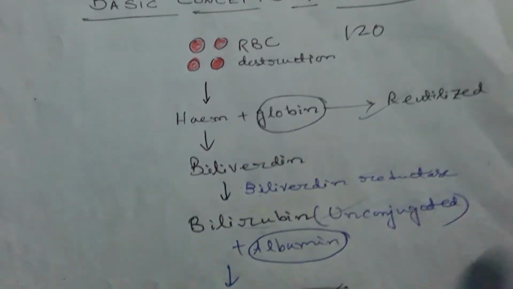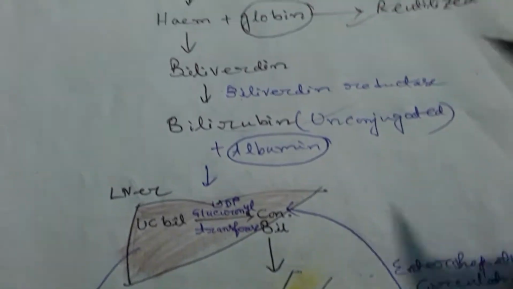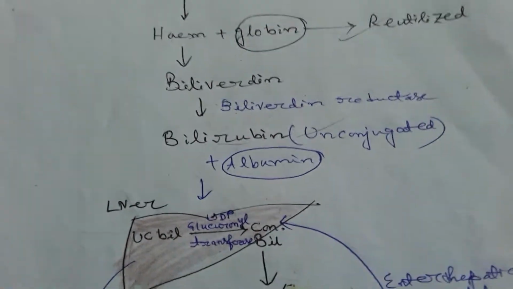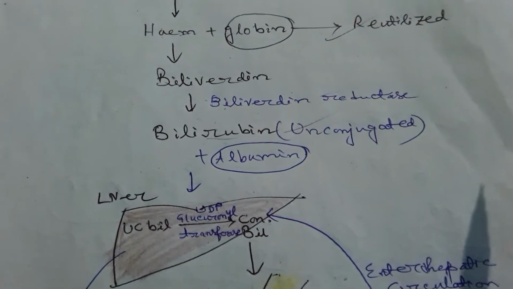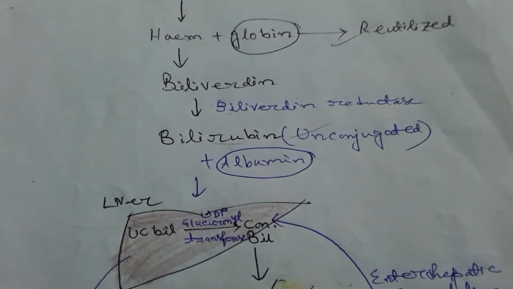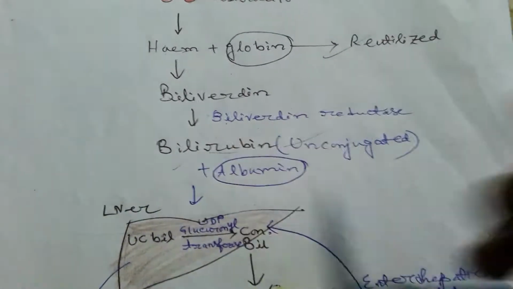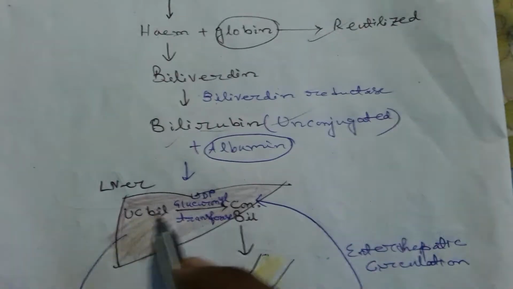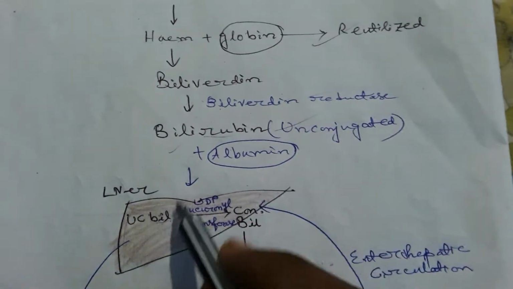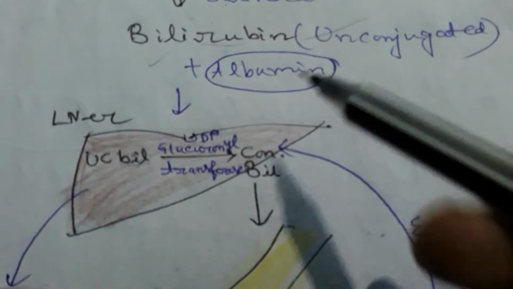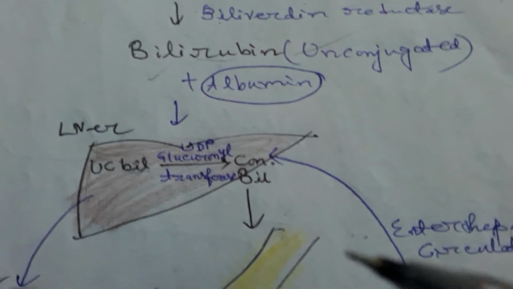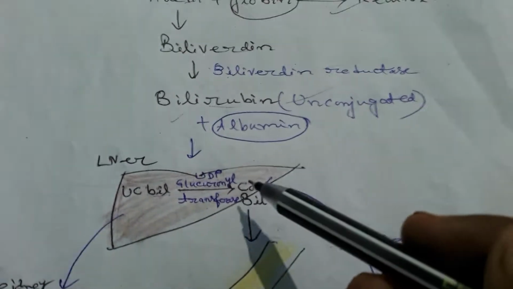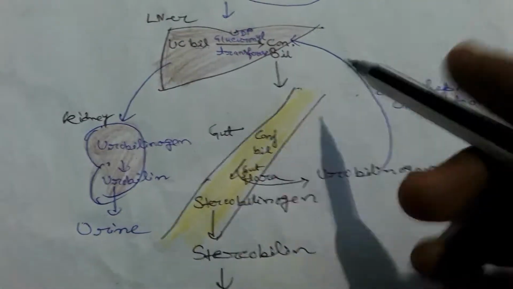It is unconjugated, okay. Now see, this unconjugated bilirubin is not water soluble. So, to become water soluble, it combines with albumin and comes into the liver. In the liver, unconjugated bilirubin is converted into conjugated bilirubin by the enzyme UDP glucuronosyl transferase. Okay. Now this conjugated bilirubin will come into the gut.